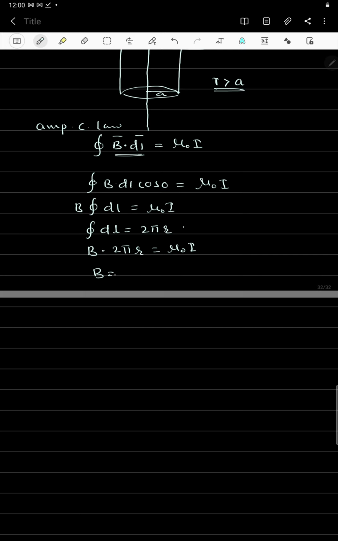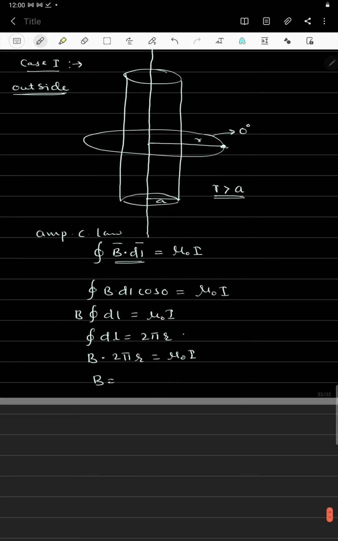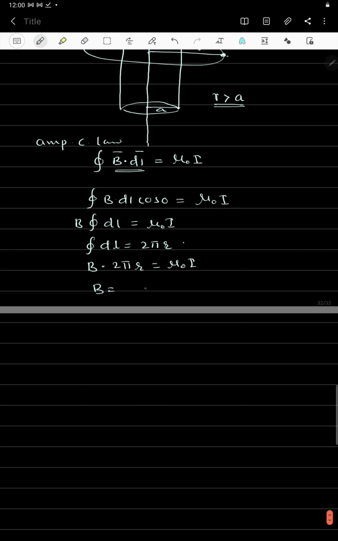Therefore the magnetic field at this point is B equals mu naught I divided by 2 pi r, where the point is outside the conductor and on the drawn loop. And here the magnetic field is inversely proportional to the distance.